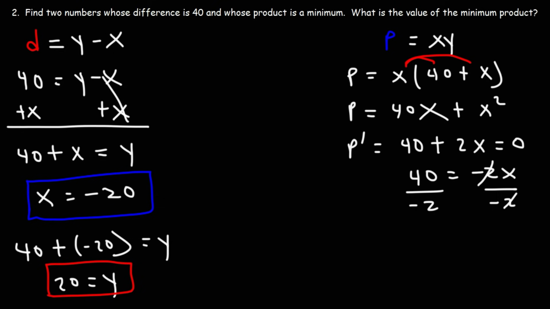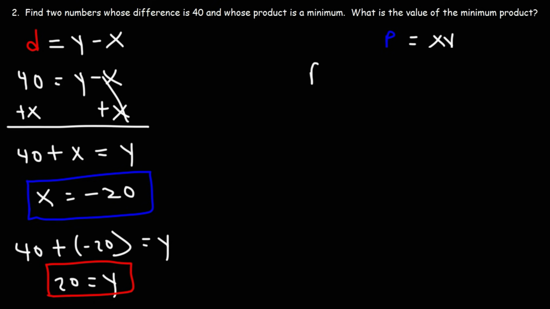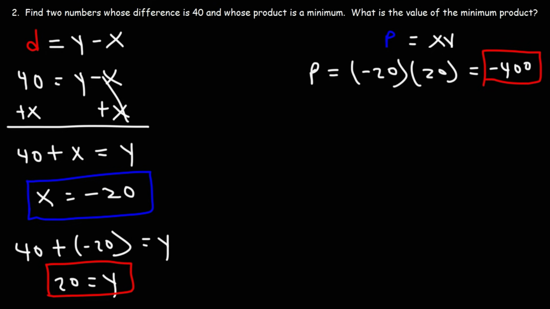So at this point, we have two numbers whose difference is 40. 20 minus negative 20 is positive 40. And now we need to calculate the product. So it's going to be negative 20 times 20. And so the product is going to be negative 400. So this is the minimum product that we can get from two numbers whose difference is 40. And let's confirm this with a table.